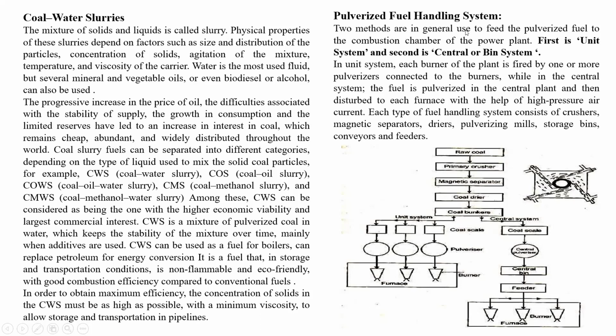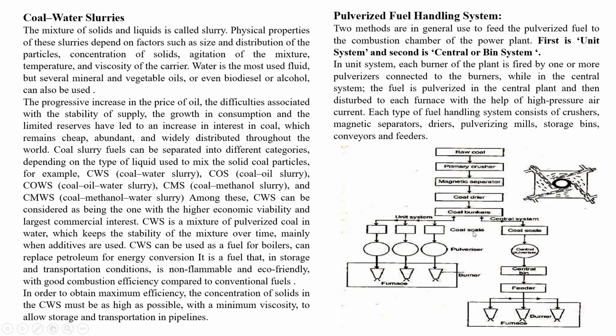Next topic is pulverized fuel handling system. Two methods are used to feed the pulverized fuel to the combustion chamber of the power plant. First is the unit system and second is the central or bin system. I will show in the figure both: raw coal coming from the coal handling crusher, magnetic separators, coal dryers, coal bunkers, then going to the power plant.